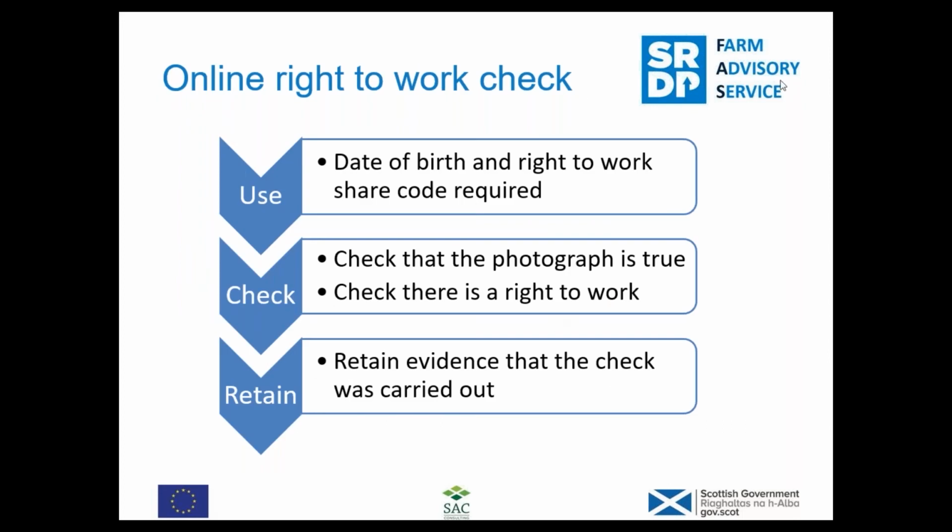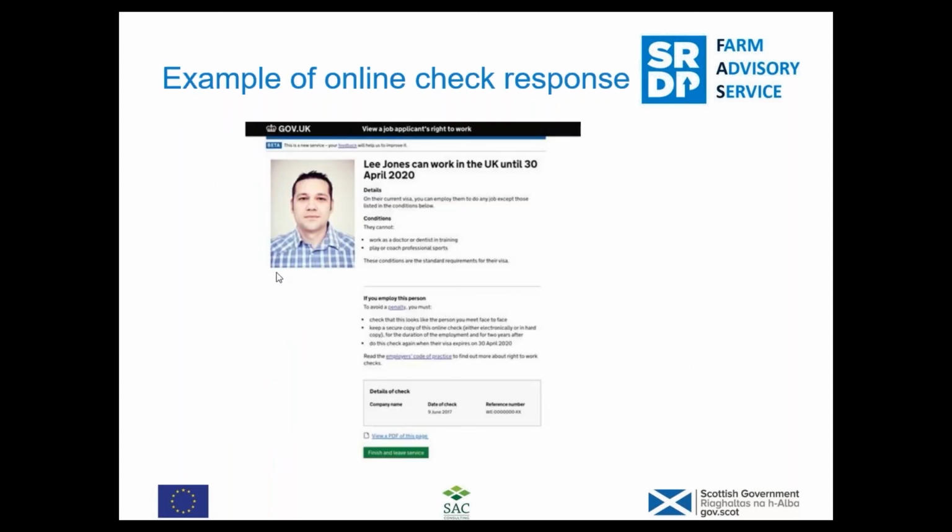An online right to work share code check simply involves going onto the gov.uk website, and the link to that is another one on the Farm Advisory Service website. If your potential employee has a right to work share code, then all they would need to give you is that share code and their date of birth, and you could go online and do the check. The check screen would come up looking like this. It would show you a picture of the person so that you could check it was the person you thought you were going to employ, show you their name and when they had a right to work until.